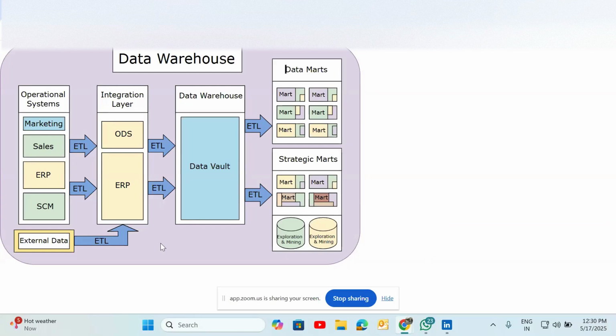Once in the ERP and ODS, the data is moved into the data warehouse and after that into the data mart. Here we have two approaches: top down and bottom up. Top down means first we implement the data warehouse, after that we create the data marts. Bottom up means first, after the ODS, we create the data marts.